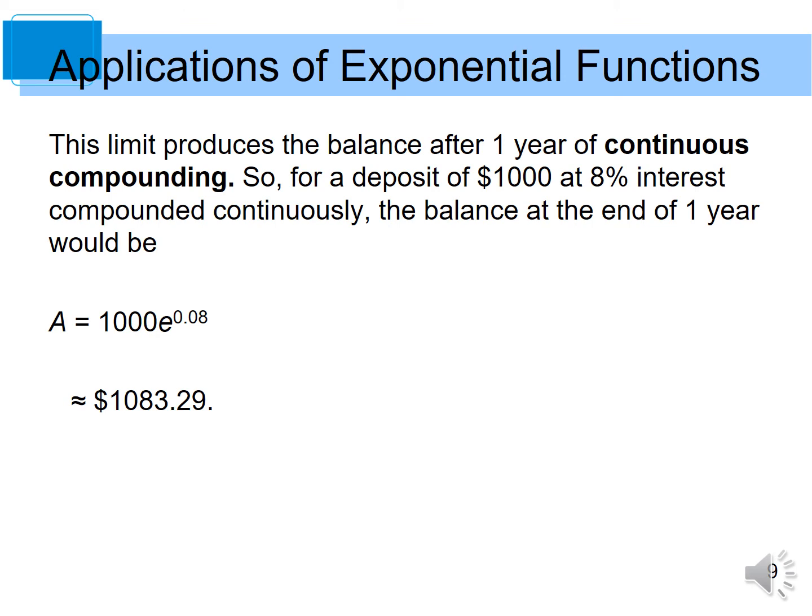Look at the example. This limit produces the balance after 1 year of continuous compounding. Look at this, the bold letter, continuous compounding, meaning that it's infinite times. So for a deposit of $1,000 at 8% interest compounded continuously, the balance at the end of 1 year would be, we use this formula, P, e, and R. Remember, R must be in decimal number. And this is the answer.